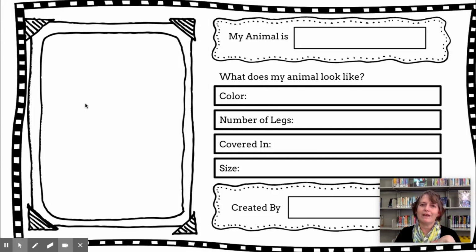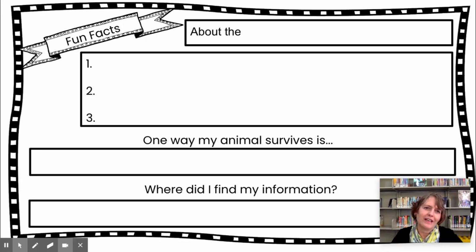Here's my second page of my note-taking form, which allows my students to draw a picture and to use their labels and other nonfiction text elements to demonstrate their learning of their animal and what they know. This page allows my students to gather fun facts about their animal, something that they find very interesting. And One Way My Animal Survives also follows the benchmark curriculum, which is their objective for the students at the end of the project. It also has my students cite their information by giving them the opportunity to say where they found what they've shared.